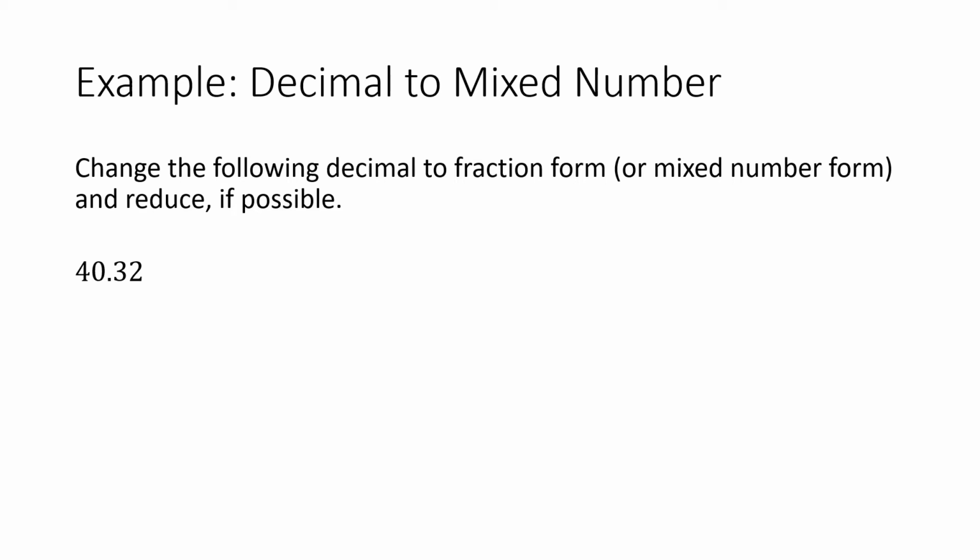Now let's change another decimal to fraction form, and we're going to be reducing if possible. So we have 40.32, which is 40 and 32 hundredths. And so we are going to reduce the fraction part. 32 and 100 are both divisible by 2. And so when we do that, we get 16 over 50. And then we're going to continue reducing by 2 again. We get 40 and 8/25. And once we get to this point, we are actually done.